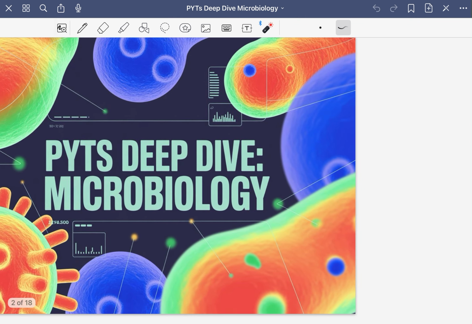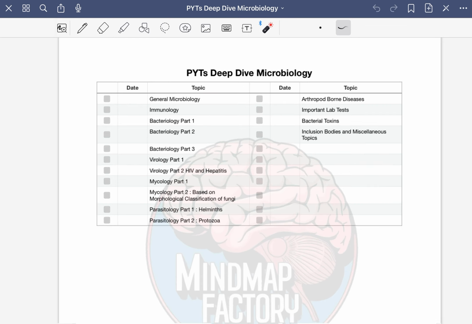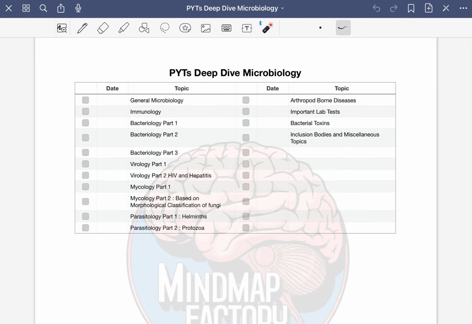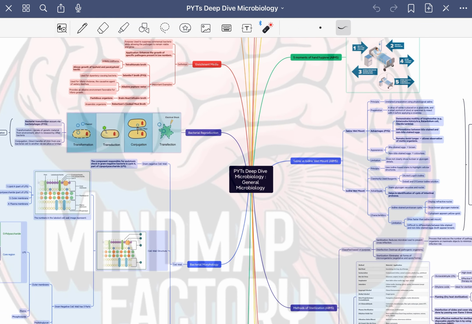Let me walk you through this PDF. So, this is a note from me as a creator to all of you, and hope you read this before starting your preparation or reading this. This is the content, the index basically. There is general microbiology, immunology, bacteriology 3 parts, virology 2 parts, mycology 2 parts, parasitology 2 parts, and few important tables and charts. So this is basically the general microbiology part.